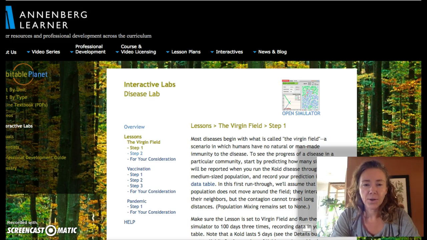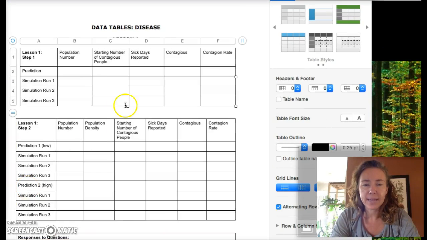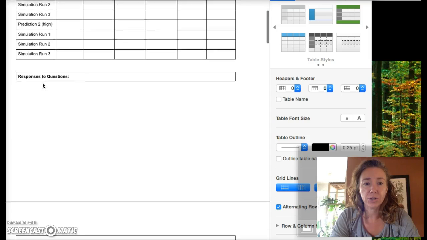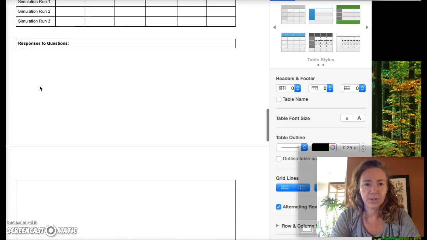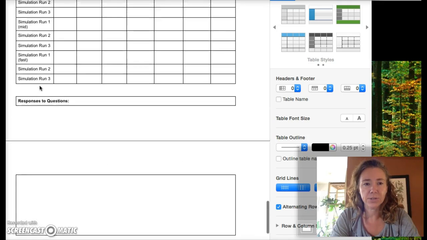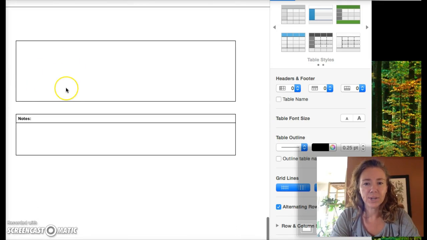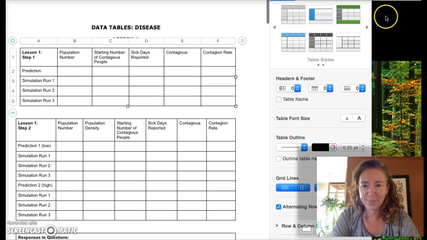And you're also going to need a data table. If you look, the data table takes you through a couple of different lessons. Lesson 1 has 2 steps, lesson 2 has 2 steps, and lesson 3 also has 2 steps, with questions here at the bottom. Okay, back to the simulation.